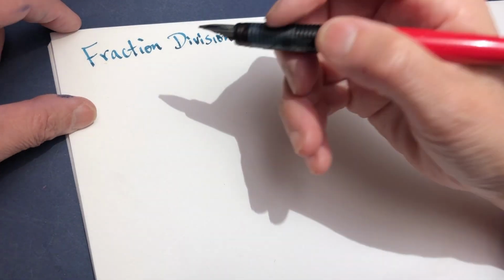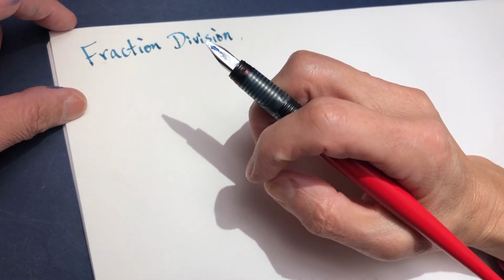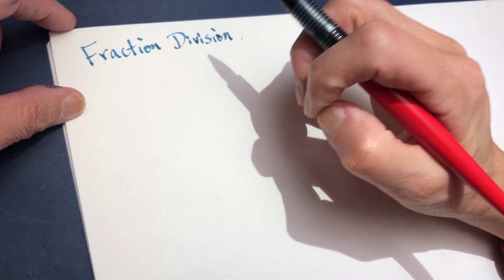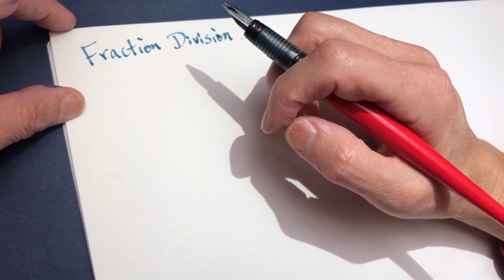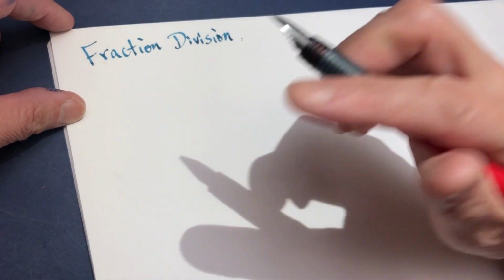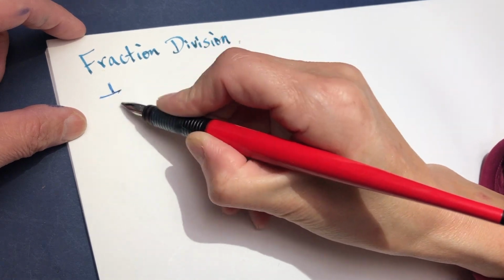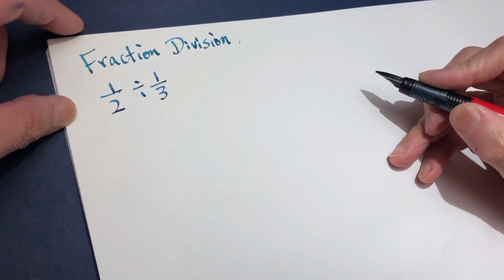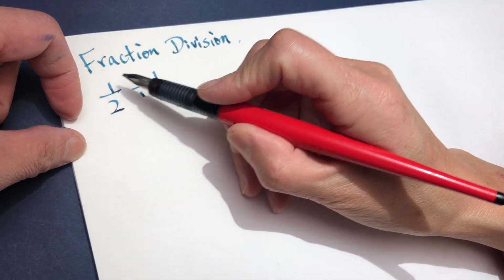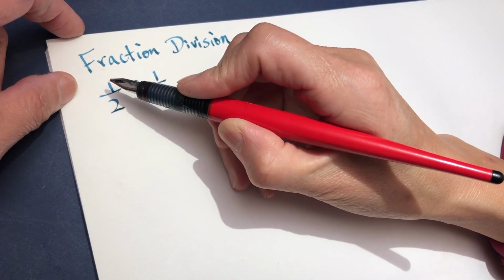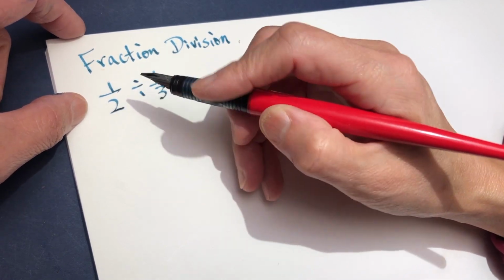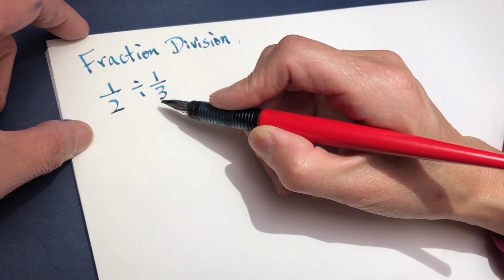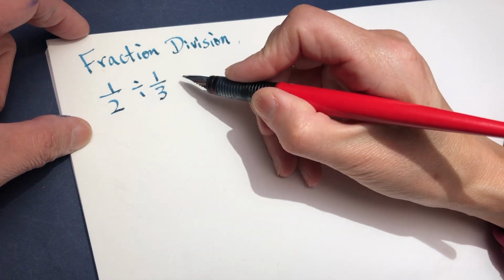So let's do it. You have to understand one thing. Fraction division and multiplication, the process of doing it is the same, but dividing by a number is to multiply by its reciprocal. What does it mean? So 1 over 2 divided by 1 over 3. The first number, the starting problem, the number we are going to divide, will not change. And dividing by 1 over 3 equals multiplying by 3 over 1.